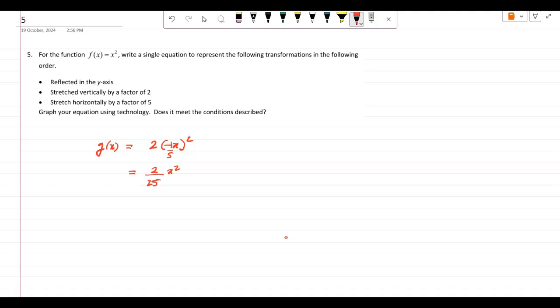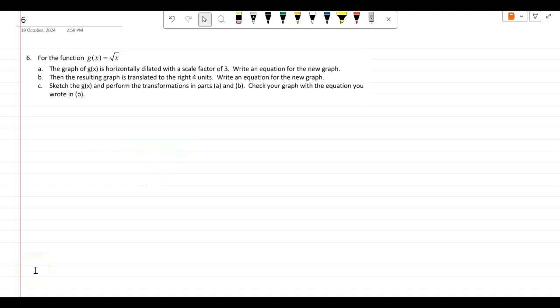Follow? Graph the equation with technology to check that it meets the condition, and you can go on. The graph of root x is given. The graph of root x is horizontally dilated, stretched by scale factor 3. So what will it become? 1/3. What should I write? g of x is equal to square root of 1/3 x. Let's call that g1 of x, or some other function. Yeah, x over 3. Same thing.